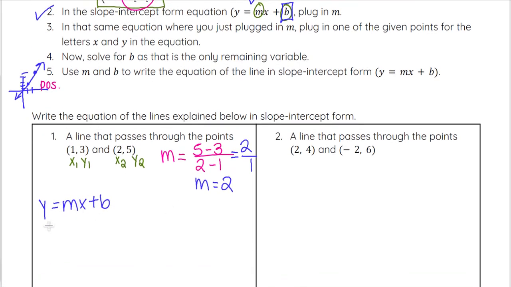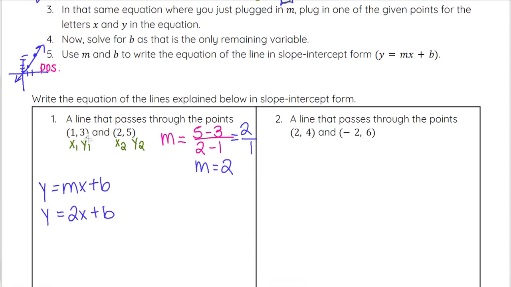We know that m is 2. So we right now have this equation y equals 2x plus b. Now, step 3 says in that same equation where you just plugged in m, we're going to plug in one of the given points for x and y.